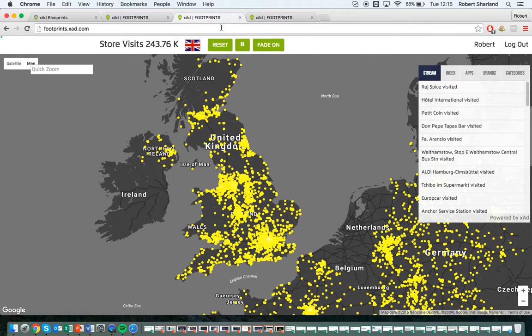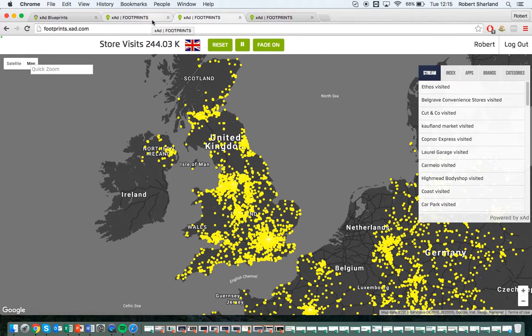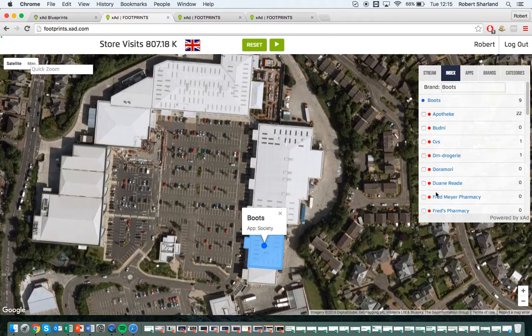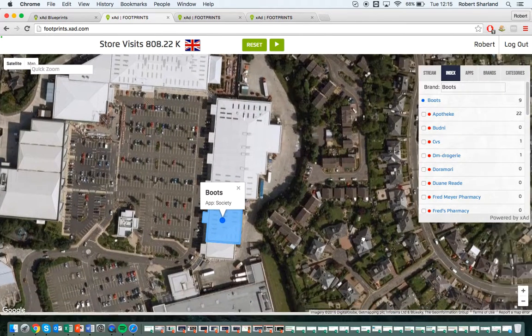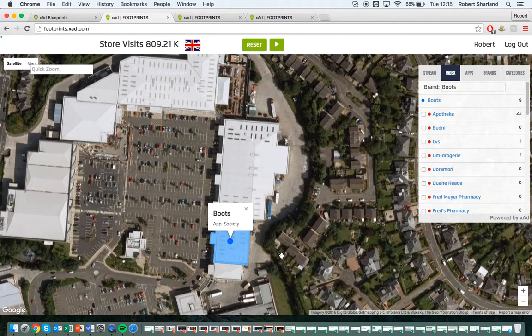In the interest of time, I have pre-selected an impression very much like one of these that we saw in Boots in Edinburgh here. So you can see that this Boots is actually on a retail park here, and what you'll notice is the blue box here around the store.